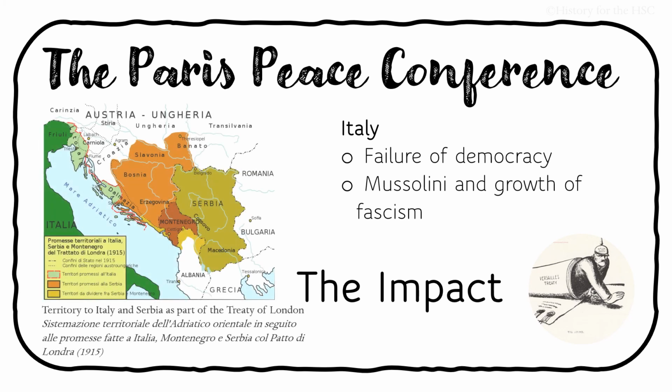The map there shows quite clearly in light green the parts of Austria-Hungary that had been promised under the Treaty of London to Italy, along with, in orange, the parts that had been promised to Serbia. None of these were actually given.